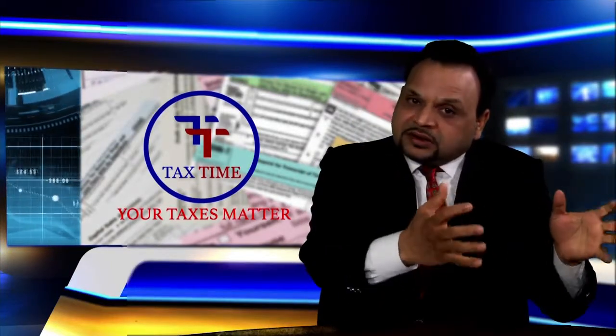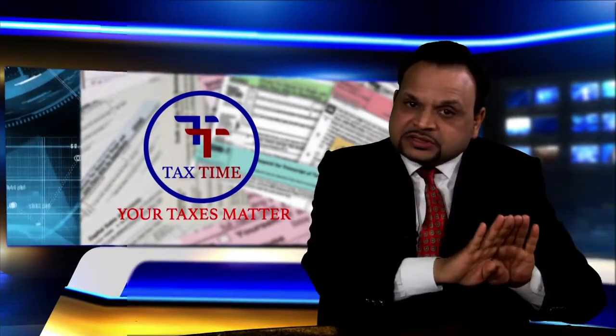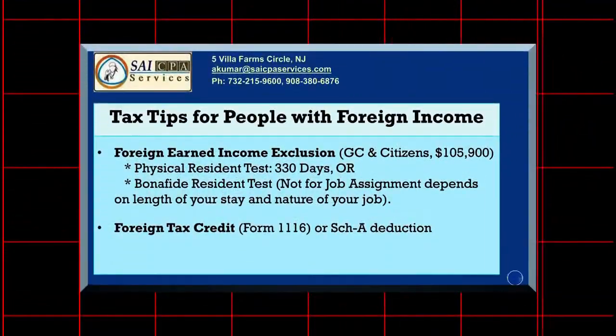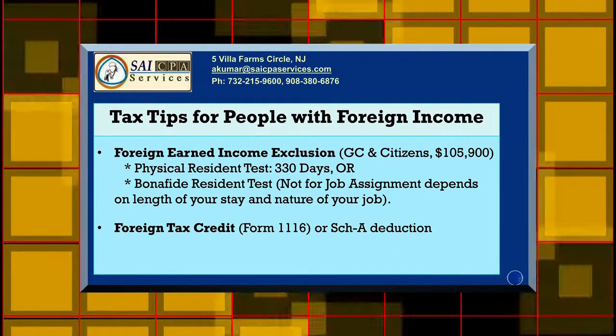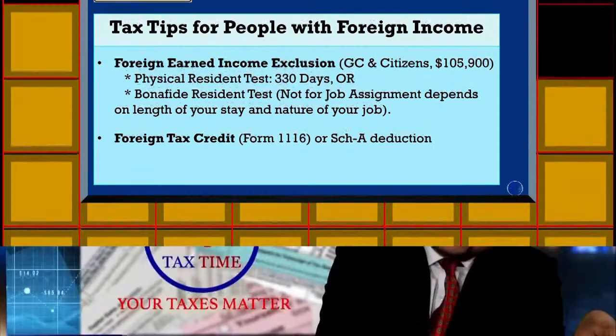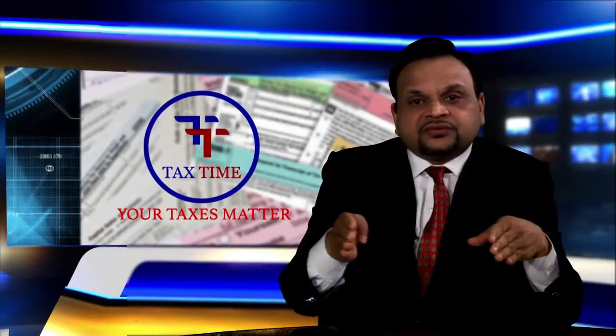But let's say somebody is working on a deputation, got an assignment over there, and is working, let's say, in India, living there, earning money and paying taxes over there. In that case, the IRS has two exclusions: either the bona fide resident exclusion or the physical presence test. We have listed these two tests for our viewers. If somebody lived for more than 330 days in a foreign country, they can exclude up to $105,900, and these limits change every year with the Consumer Price Index.